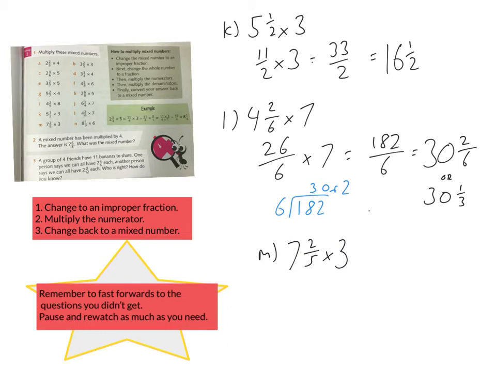M, 7 and 2/5 times 3. 7 5s are 35 and 2 is 37. So 37 fifths is the improper fraction. Multiply that by 3. 3 30s are 90 and 3 sevens are 21, which gives me 111. So 111 fifths, which I'll divide. That gave me 22 remainder 1, so 22 wholes and 1/5.